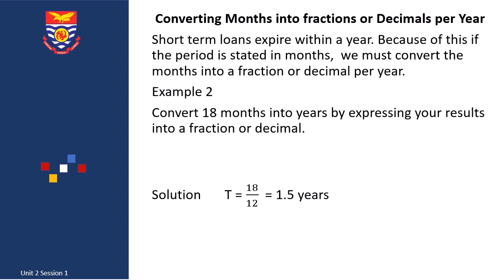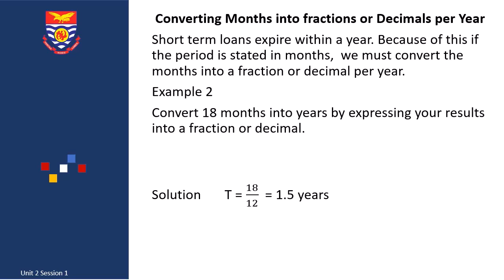I hope you understand. So 1.5 years doesn't mean 1 year 5 months. 1.5 years means 1 year 6 months because half a year is 6 months. I hope you get it. Yeah, so whenever the period is given to you in a monthly form, try and convert it into years by finding this fraction before using it in your formula.